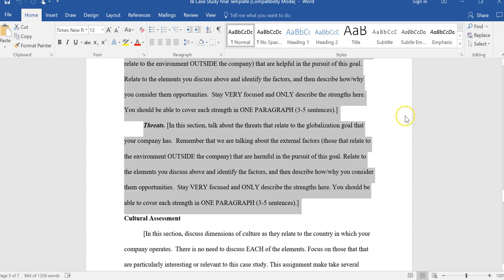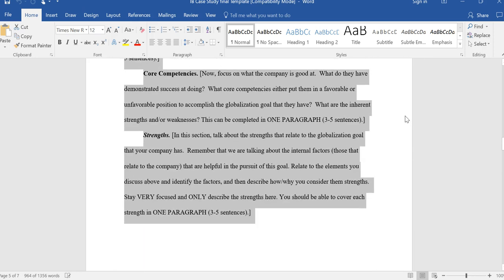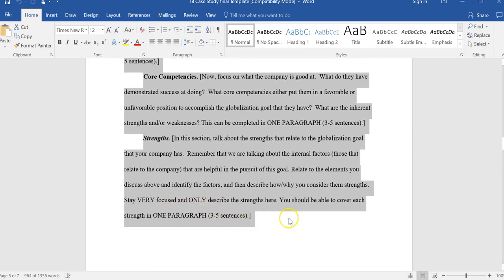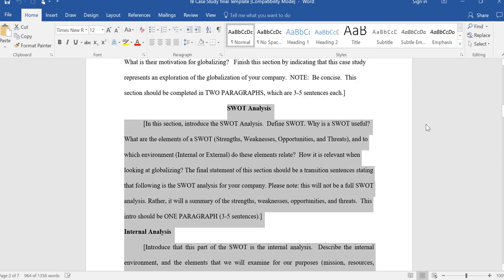Now, what I want you to do is pay really close attention to my instructions here. When I say something like this should be 1 paragraph, I really want you to think about staying super focused on that, because whenever you start to write too much, you get off focus and you're not really answering the question. So let's go through this and I'll tell you exactly what I'm looking for.